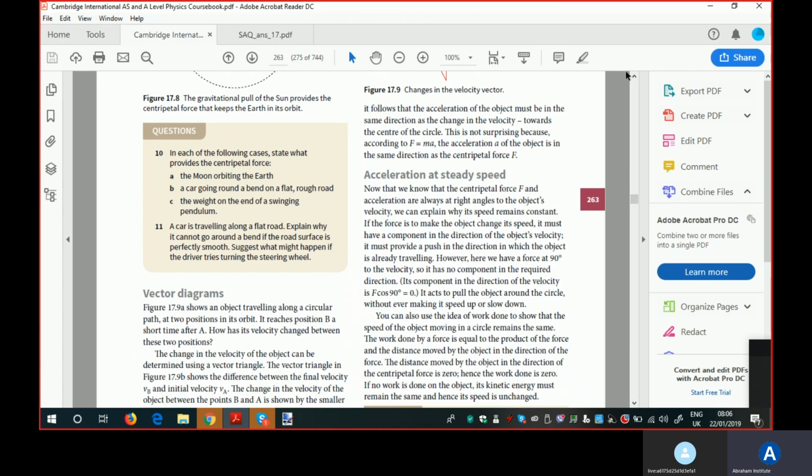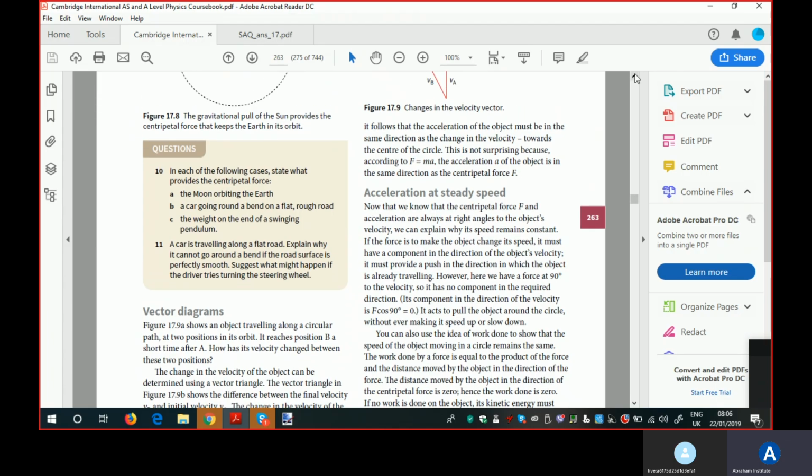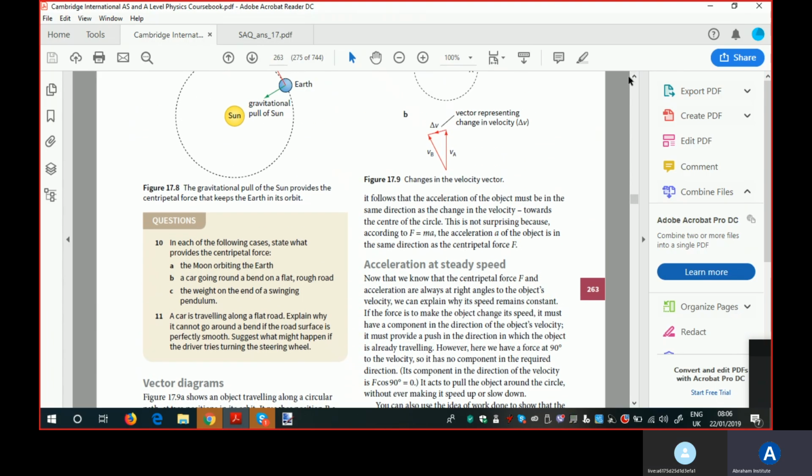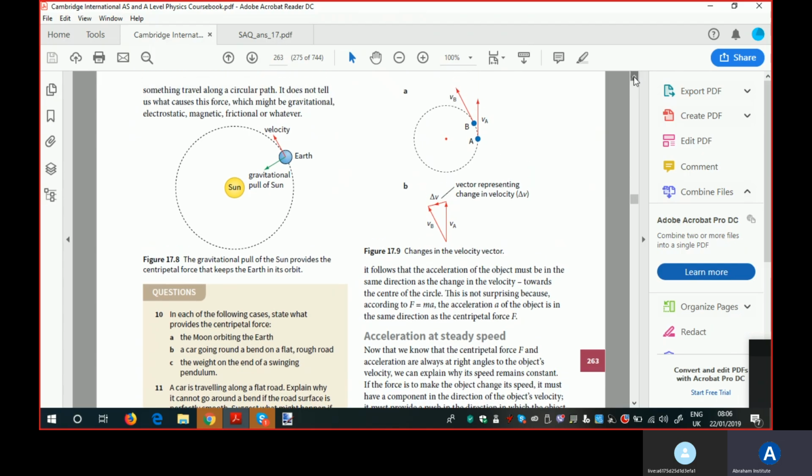And here they explain the vector diagram. Okay, so that is the change in velocity. You can see here when it goes from here to here, the change in velocity is this. So you draw the vector triangle, and then after that you can get this.